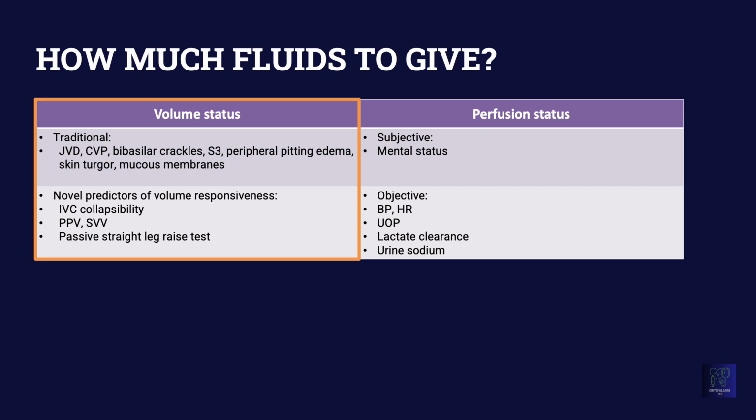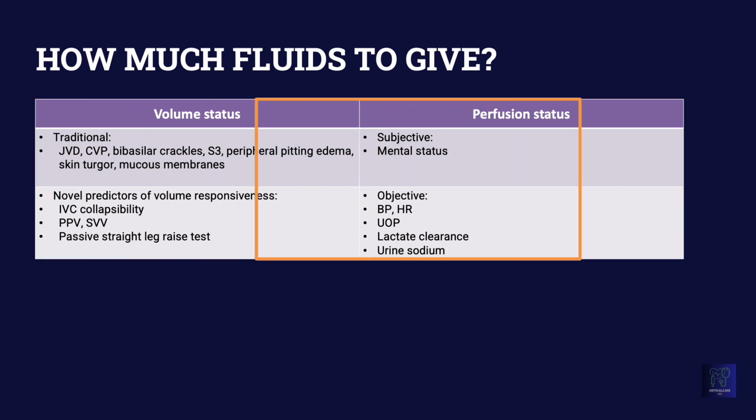Now, discussion about other dynamic predictors like pulse pressure variation, stroke volume variation, passive straight leg raise test, or even IVC collapsibility for that matter, are all a discussion for another day. But the take home point is to do a thorough assessment and make a best estimate of what the volume status of the patient is. Is the patient euvolemic, hypovolemic, or hypervolemic?